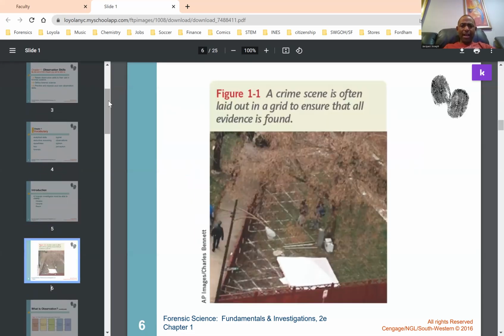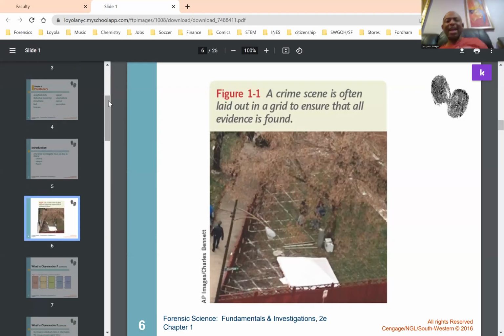All right, so this picture, we're going to talk about crime scenes in the next chapter, but you see how they separate the crime scene in a grid to make sure that you're able to observe with detail. It's not that you look at a crime scene and start going everywhere. You need to observe every inch of that crime scene with detail. That's why they're separating it in a grid, but we will talk about this more in a later chapter on crime scenes.